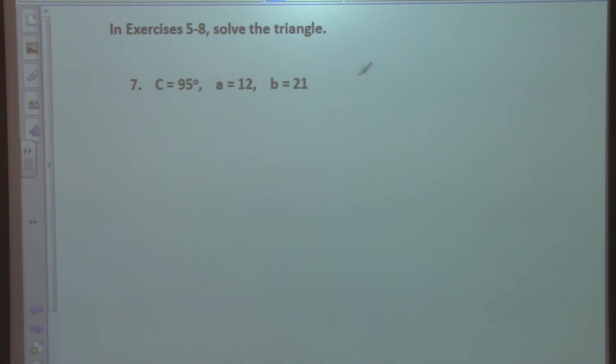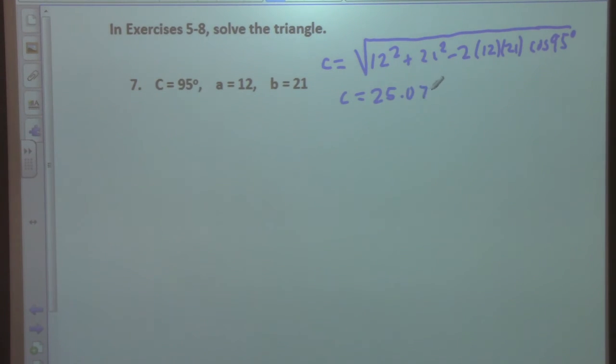Okay, go ahead. So I did the square root of 12 squared plus 21 squared minus 2 times 12 times 21 cosine 95 degrees. And then I got 25.078. So c equals 25.078. Okay, so that's going to be little c. And then what was the next one you did?